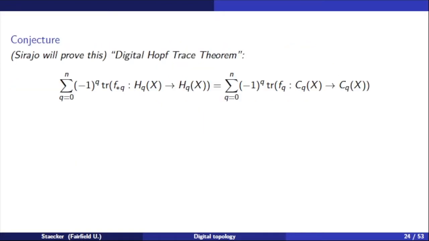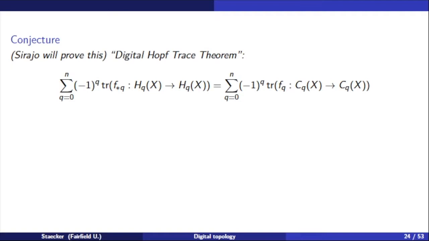All right. So here's, I say, a conjecture. Sirajo will prove this sometime. Maybe already did. I don't know. Tonight, maybe? By the end of this week. Okay. Digital Hopf trace theorem. In classical topology, the same thing is called the Hopf trace theorem. It says, when you add up the traces of these things in the homology, you get the same answer as when you add up the traces on the Cq.